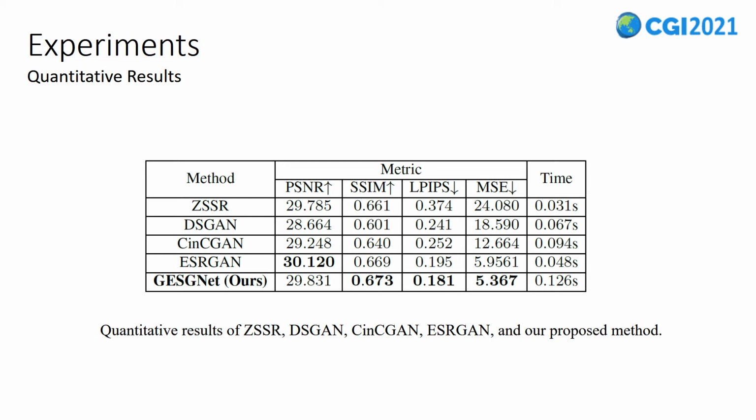Besides, it is worth noting that ESR-GAN is a supervised super-resolution method. Compared to ESR-GAN, our method also achieves better performance on structural similarity, learned perceptual image patch similarity, and face alignment, indicating that our method is comparable to this method treated in a fully supervised manner.